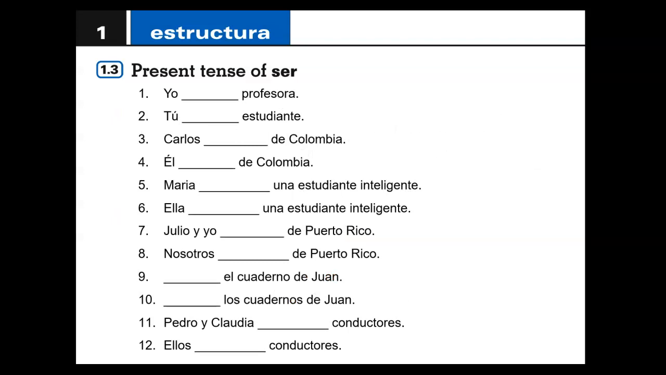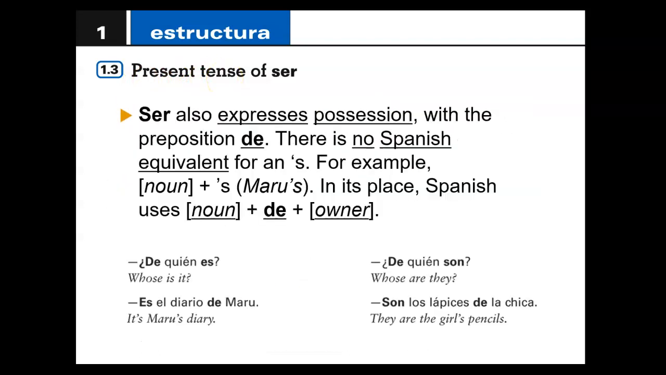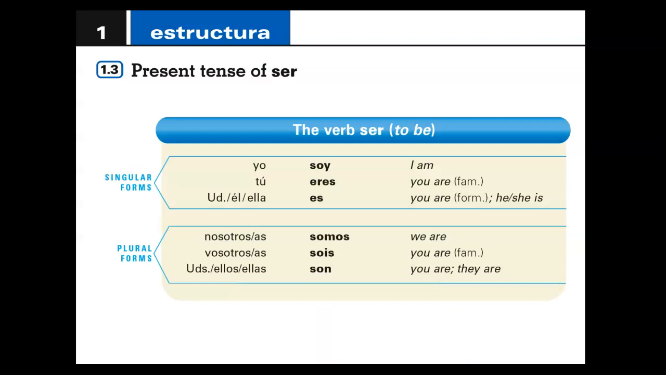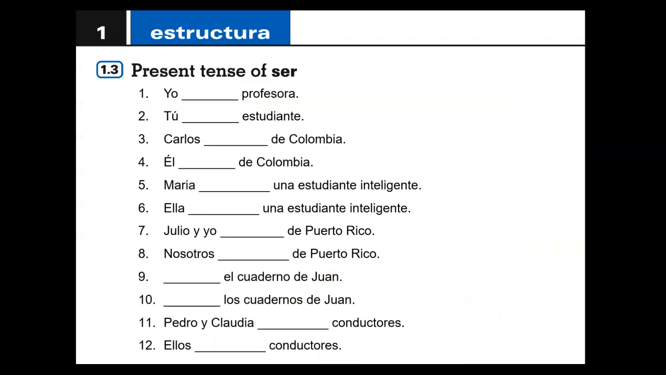Alright, so here are some examples for you to fill in. So you need to write the verb, the present tense of ser. So number one, just so I can help you, remember when we looked back at this chart, yo and soy go together. So number one would be yo, and then in the blank you're gonna type soy, S-O-Y, profesora. Okay, yo soy profesora, I am a teacher.